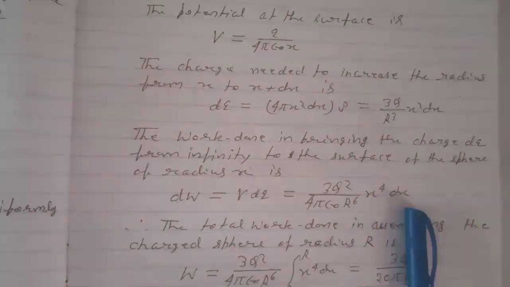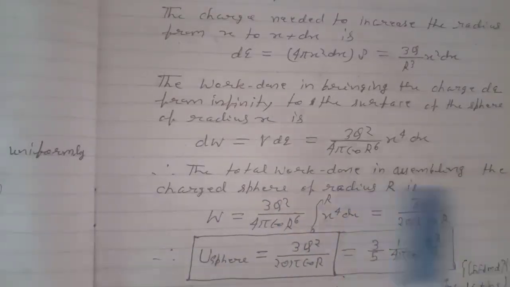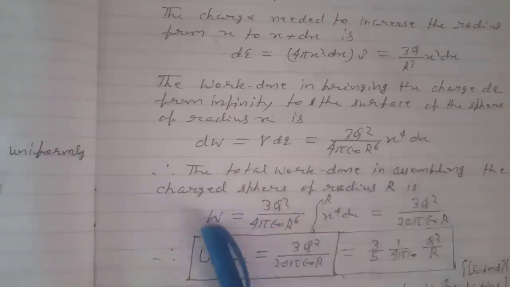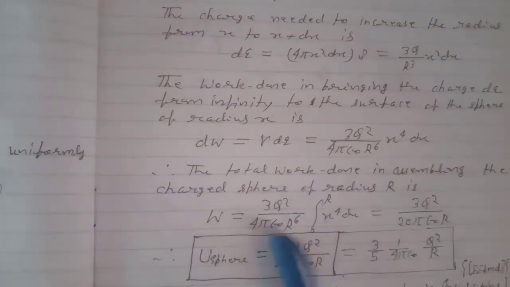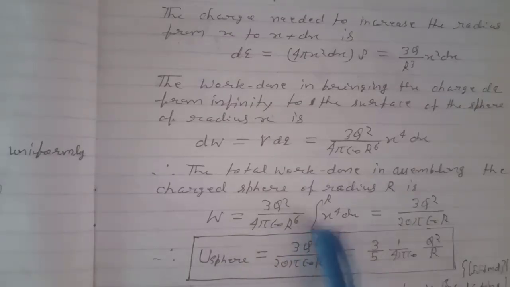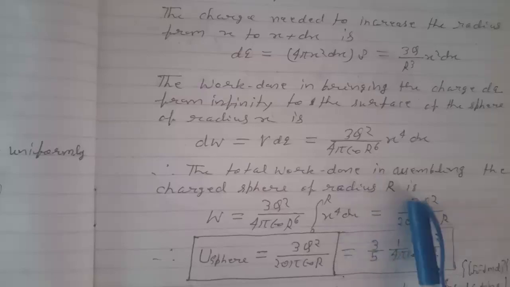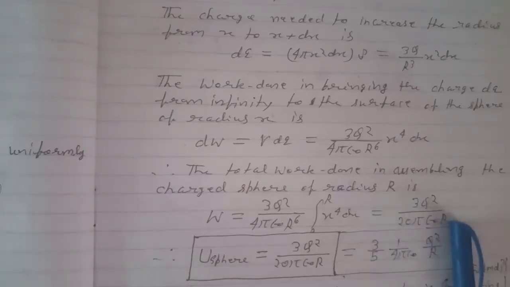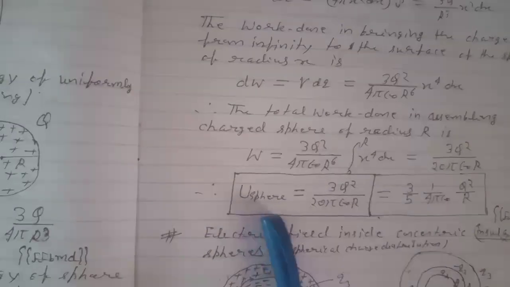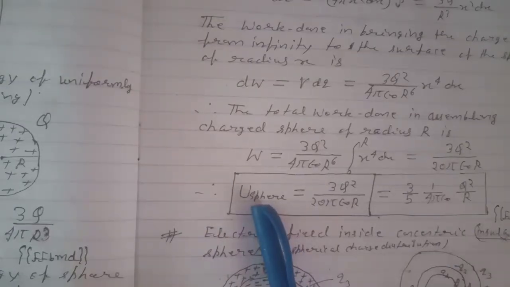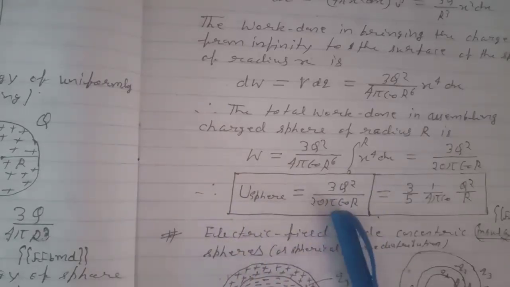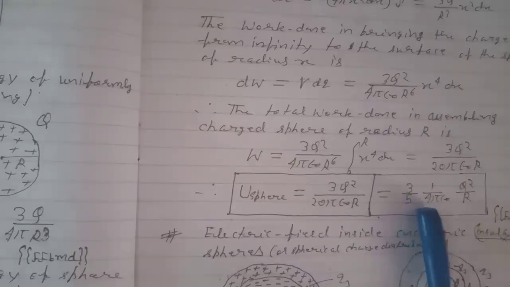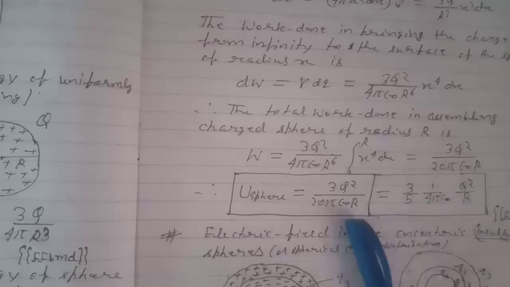the power 4 dx. Hence, the total work done in assembling the charged sphere of radius R is W equals 3Q square by 4 pi epsilon naught R to the power 6 integration 0 to R of x to the power 4 dx, or equals 3Q square by 20 pi epsilon naught R. Hence, U sphere, that is potential energy, is also called self energy. So, potential energy of a sphere is 3Q square by 20 pi epsilon naught R equals 3 by 5 into 1 by 4 pi epsilon naught into Q square by R.